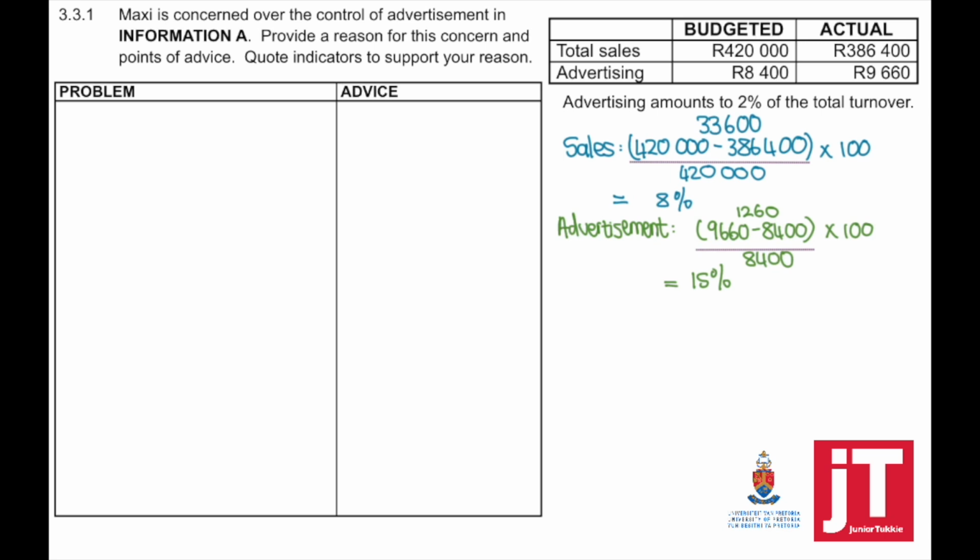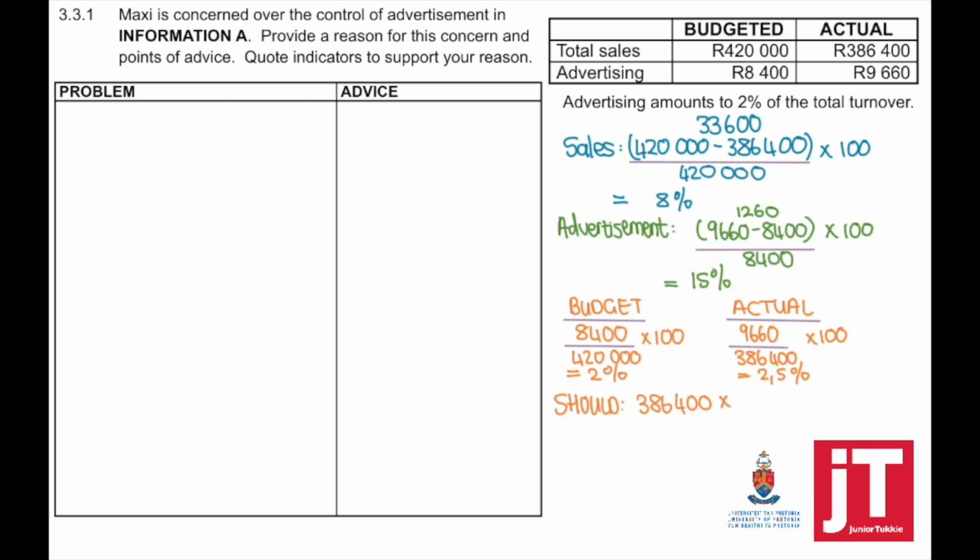So if we're looking at this, advertising, we're budgeting 2% of the total turnover, of the total sales, which means that if our sales is less, we should have actually then spent less on advertising, yet we spent more on it. If we're comparing now the budgeted figures, it's 2%, but the actual, if we're looking at the percentage, and we take 9,660 divided by the turnover, the sales, it gives us 2.5%.